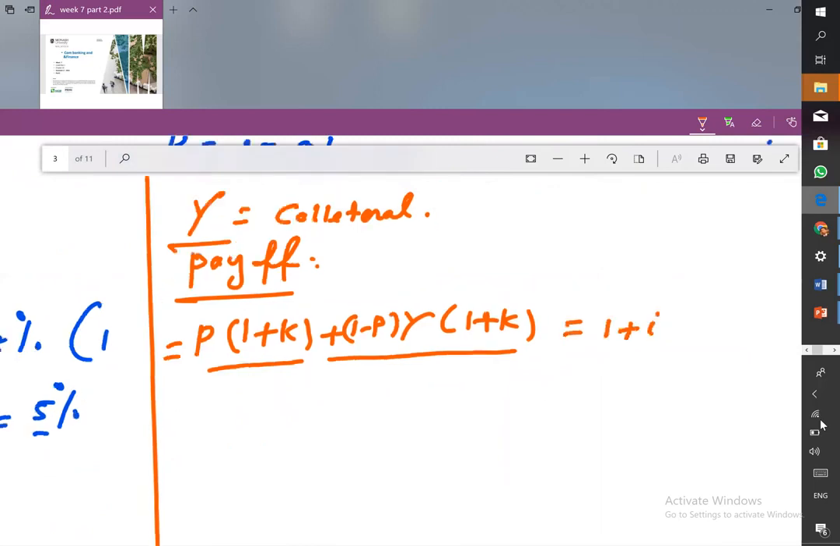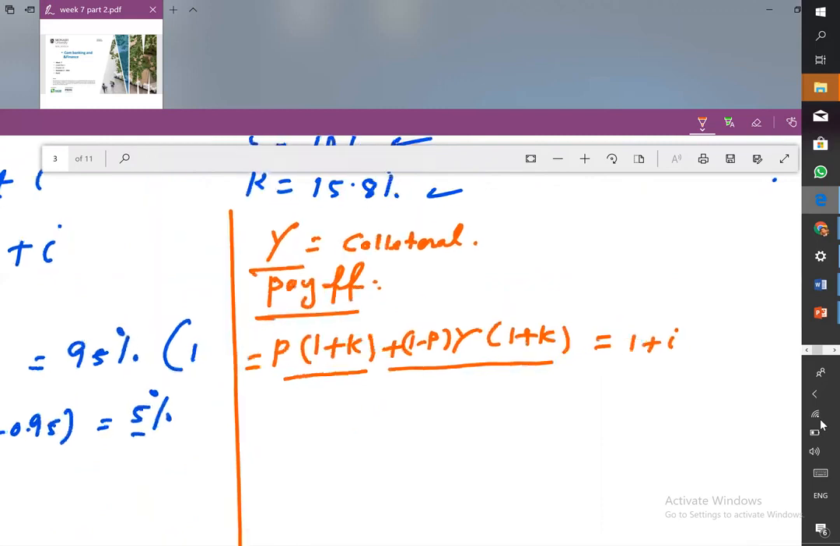If we know this now, we can calculate another formula. I'm not going to give you the proof, but K minus I is actually the premium. And this premium equals the following: 1 plus I over B, minus this, which is the 1 plus K.